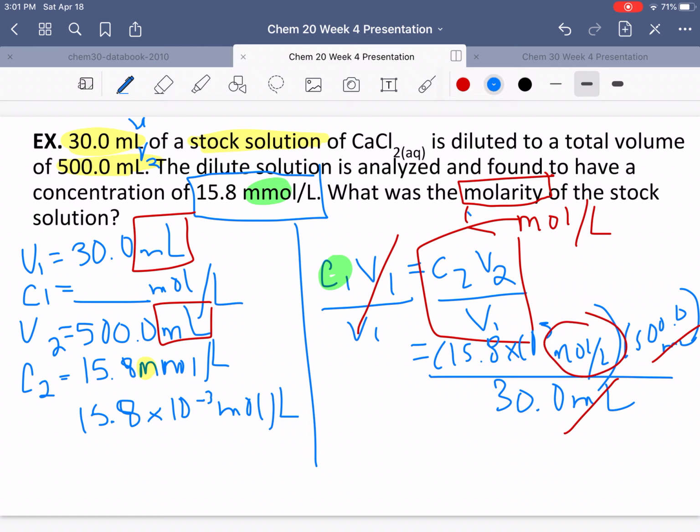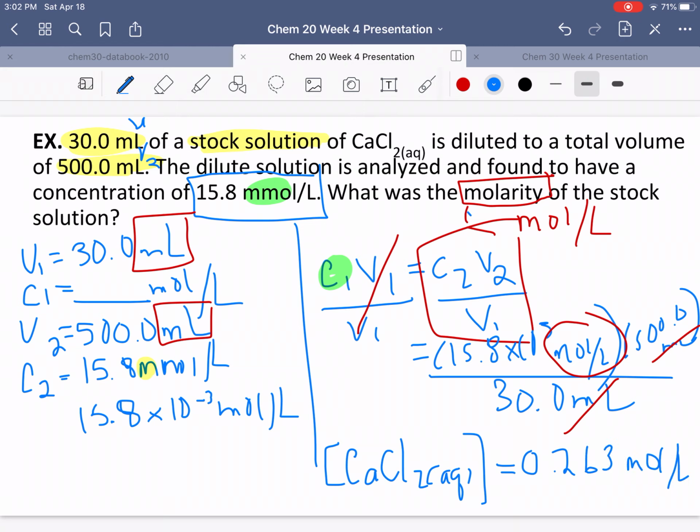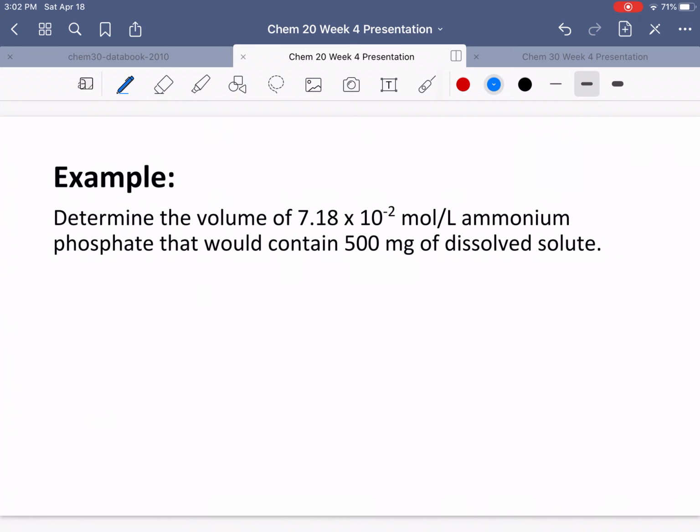We're left with units of moles per liter for our concentration, which is exactly what we want because we need molarity. Final concentration of calcium chloride solution is going to be, we need 3 sig digs because of our original numbers, 0.263 moles per liter. All right, and there you have it, folks. Dilution questions and how it relates to concentration. New formula, but in the world of formulas, it's not so bad.